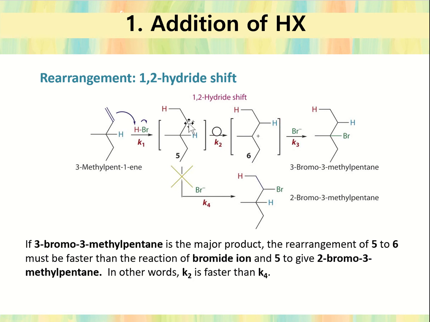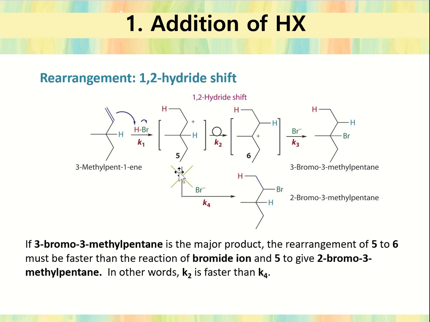So here we would have had a secondary carbocation, then a 1,2 hydride shift. So this hydrogen moves to the adjacent carbon, and now the carbocation is a tertiary carbocation. So we have moved from a secondary carbocation to a tertiary carbocation via a 1,2 hydride shift. And of course, our bromide will attack our positive center, and then we end up with our alkyl halide.